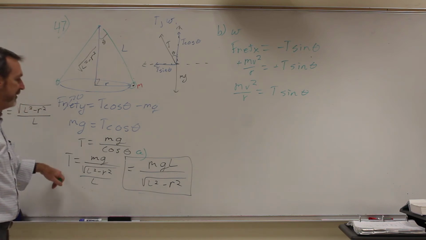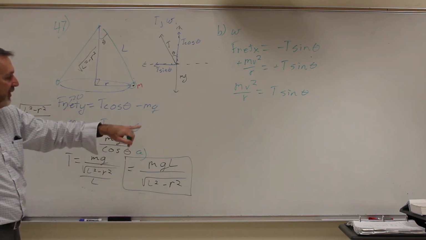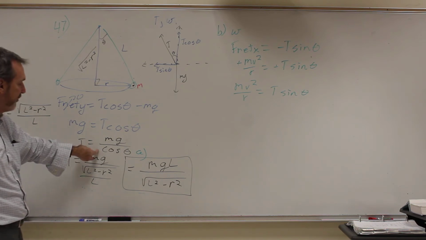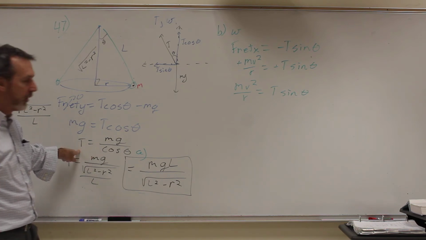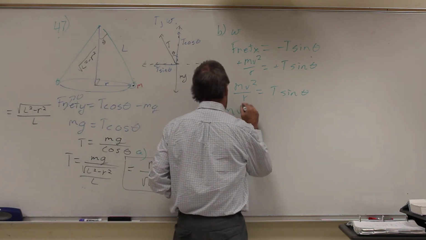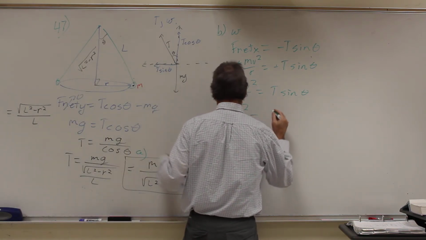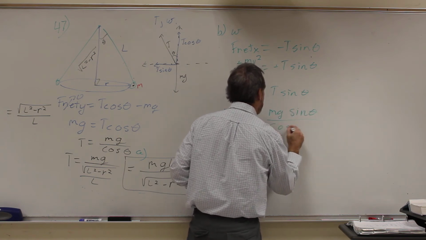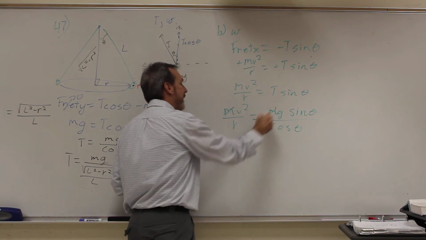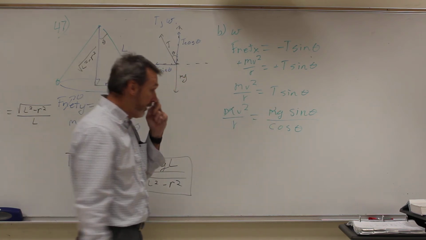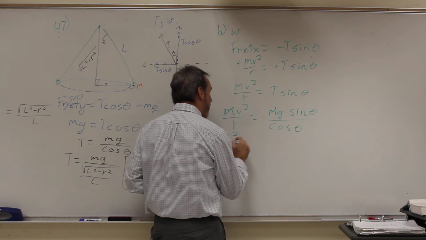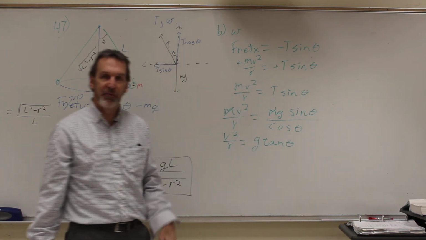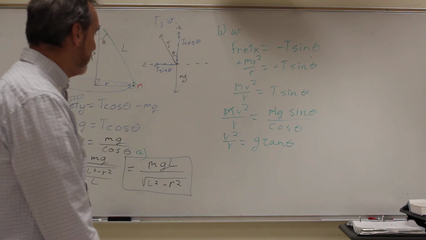Now, you could plug in T here, but then you still have the sine theta, and it would get complicated. So I'm going to do it a little simpler. I'm going to take this T, the one that still has the cosine theta in, and plug that in. So I'm going to get mv squared over r is equal to mg sine theta over cosine theta. Notice that I can divide by m and the m's cancel out. And I get v squared over r is equal to g tangent of theta, because sine over cosine of theta is equal to tangent of theta.